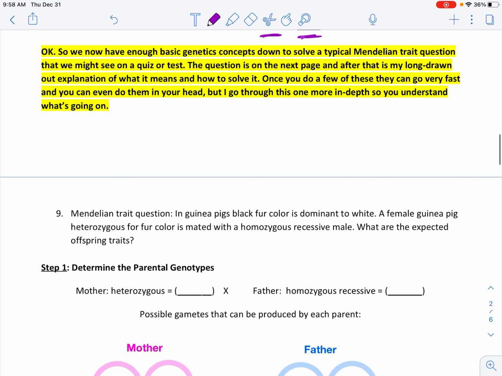So let's try to solve a problem. And we're going to take this next page to solve this. Normally these problems are pretty quick to solve, but I want to walk you through it. So, typical question. We're given a trait. Guinea pigs, black fur color is dominant to white. A female guinea pig, heterozygous for fur color, is mated with a homozygous recessive male. What are the expected offspring traits in respect to fur color?